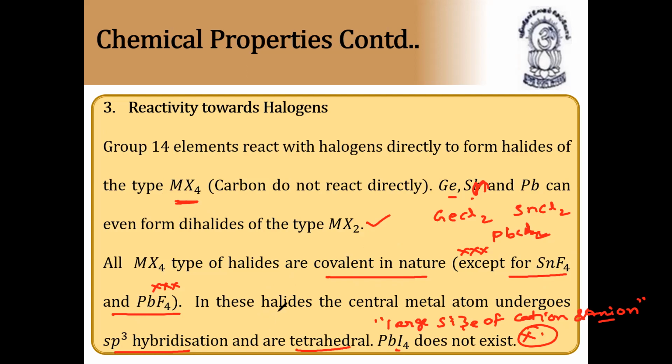PbBr4 is also covalent. PbI4 does not exist at all because of the large size of cation and anion. The non-existence of PbI4 can also be due to the strong oxidizing power of lead and the strong oxidizing power of iodine. Next, continuation.